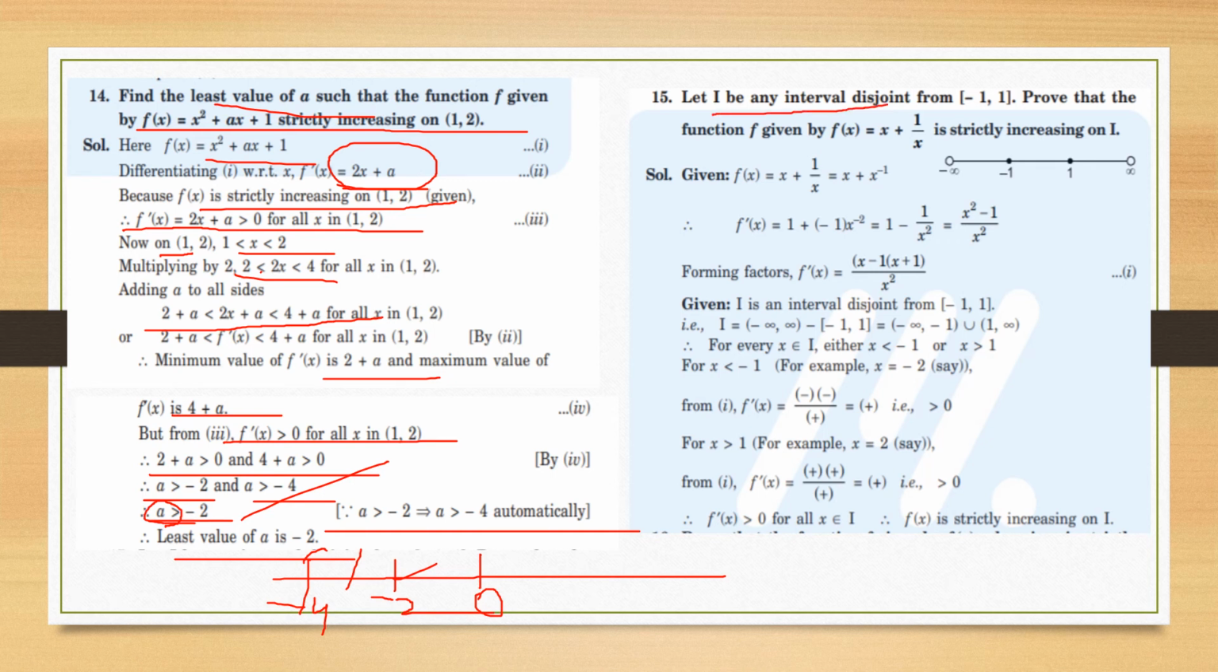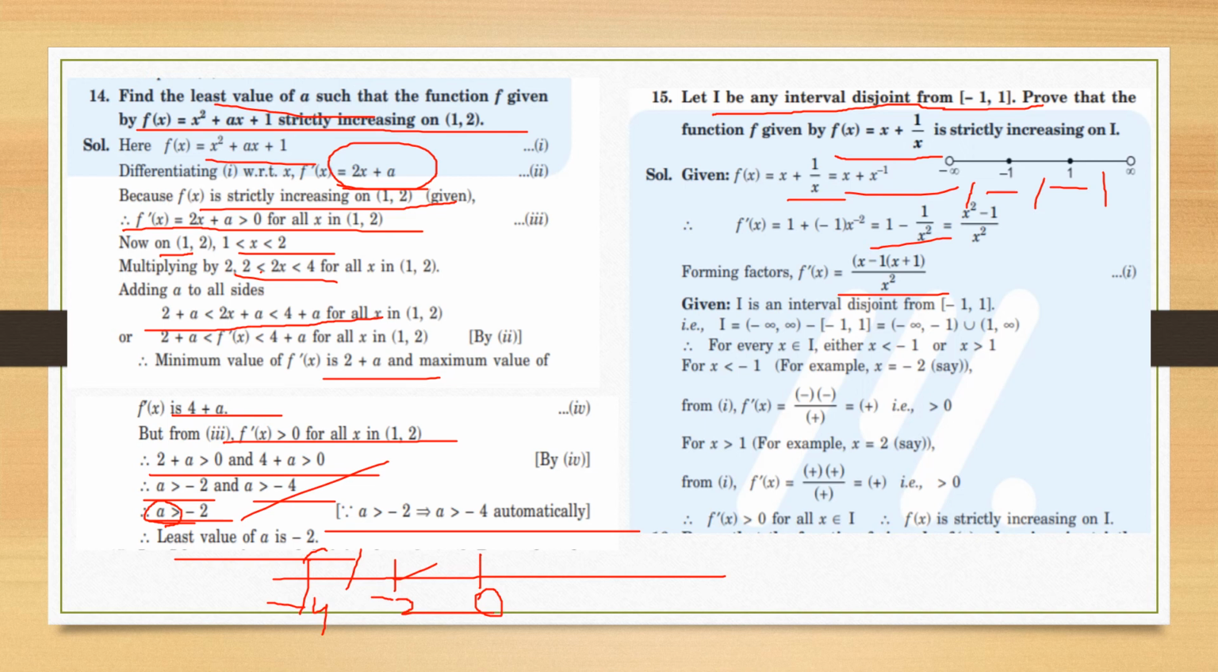Number 15 is, I is an interval disjoint from (-1, 1). Prove that this function x + 1/x is strictly increasing on I. So this is my function. To avoid the quotient rule, I will write it as x + x^-1, and on derivative it is 1 - 1/x². On factorization it becomes (a + b)(a - b)/x², right? When I take the critical points, two critical points -1 and 1 are there. So 3 intervals will be there. I'll take the intervals as -infinity to -1, -1 to 1, and 1 to infinity.